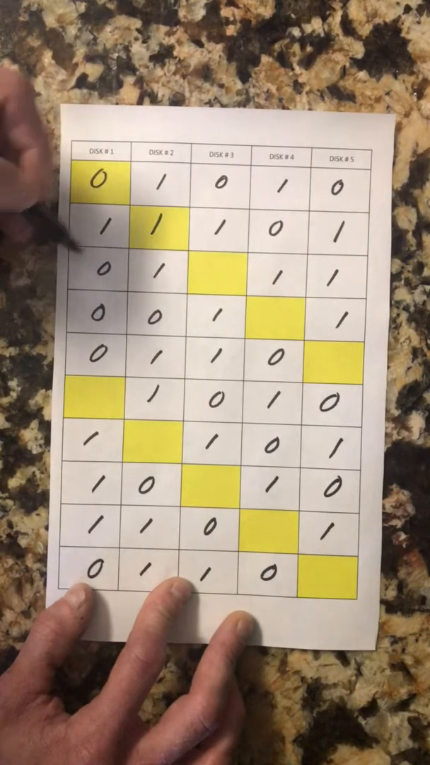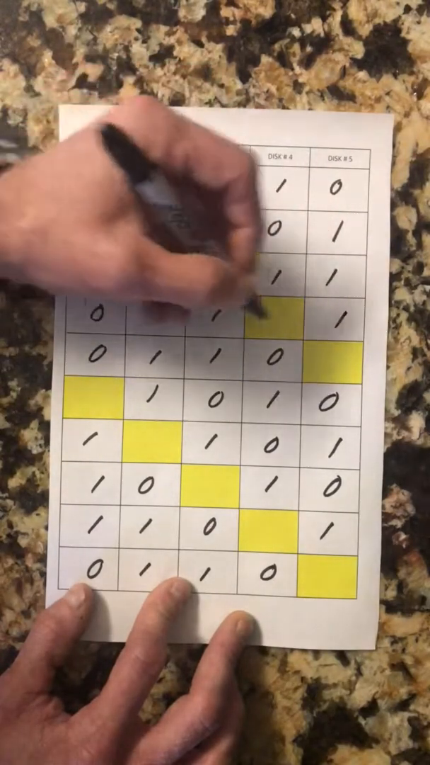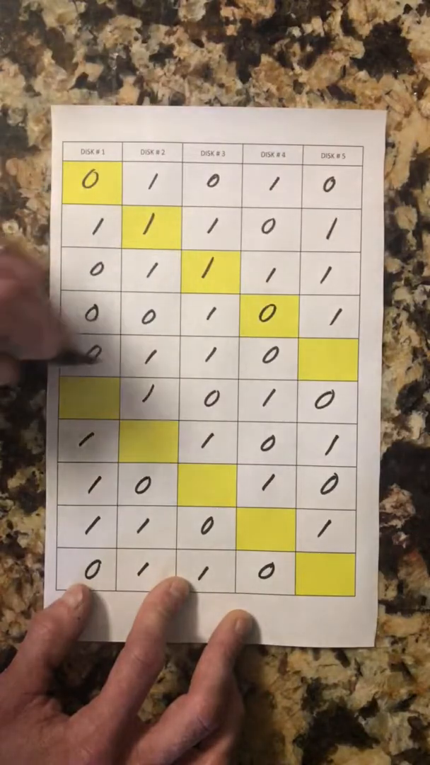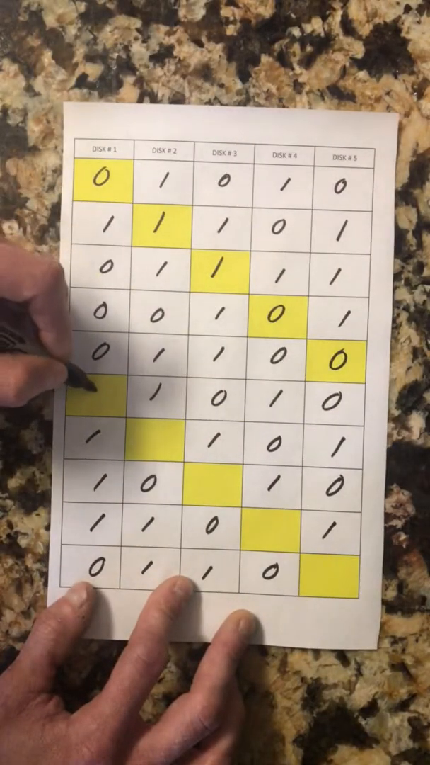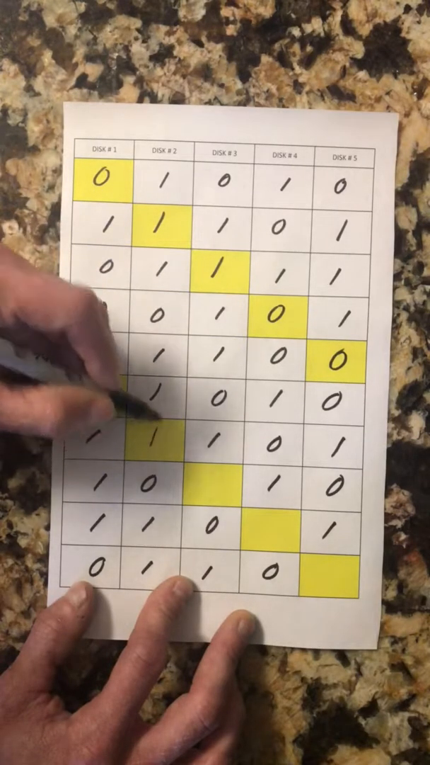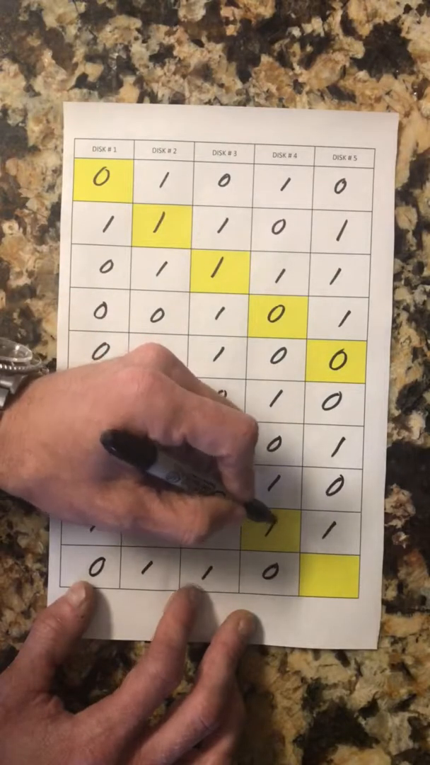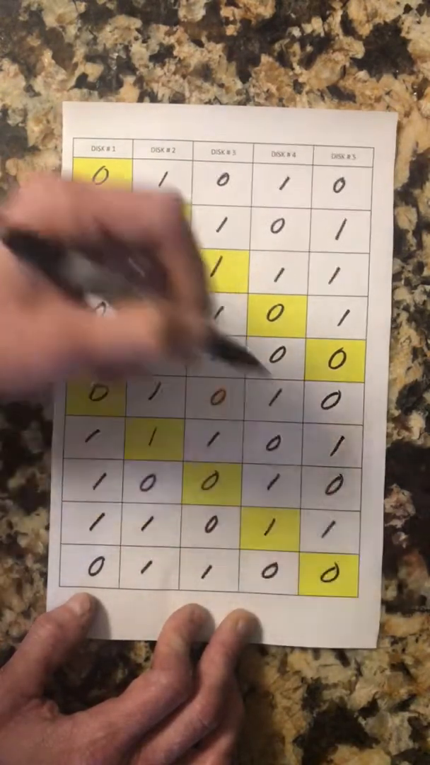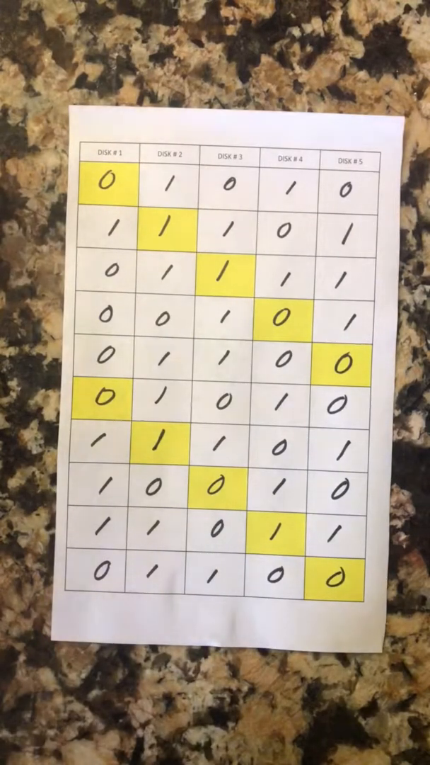Line 3 is odd. Line 4, 1 and 1 is even. Line 5 is even. Line 6 is even. Line 7 is odd. Line 8 is even. Line 9 is odd. And line 10 is even. Now, we have our data written to the disk and it's protected.